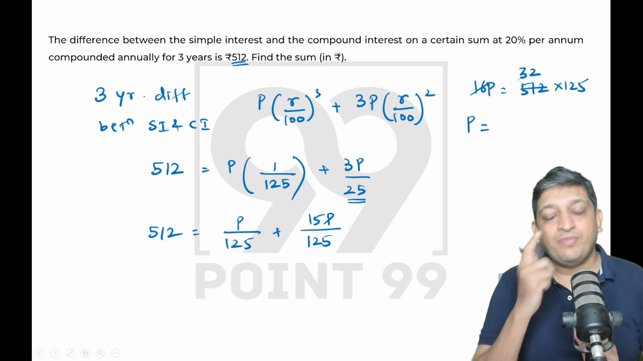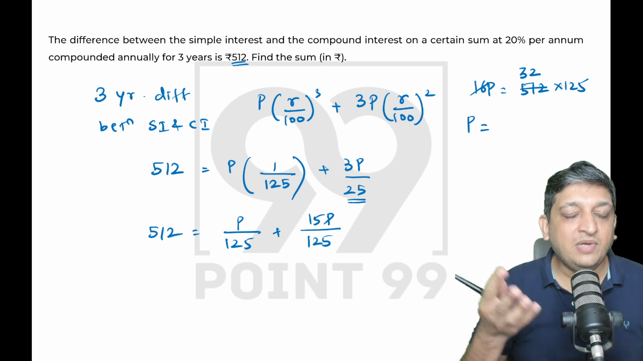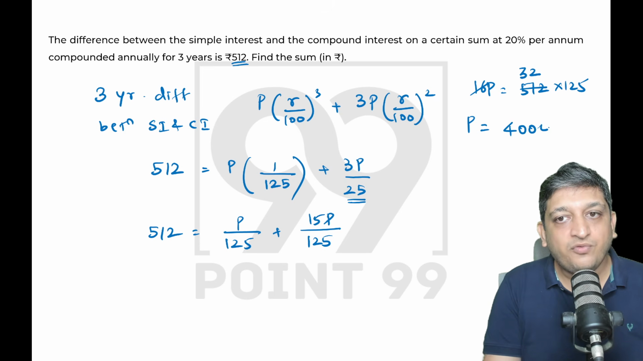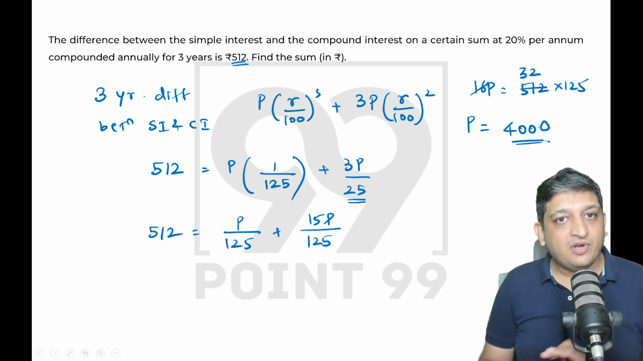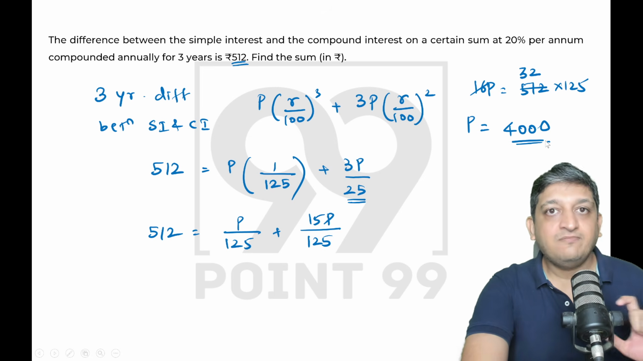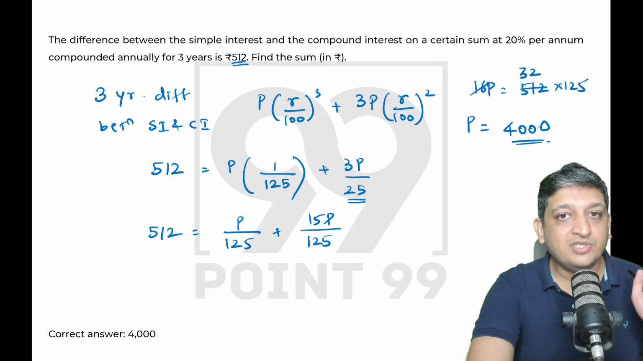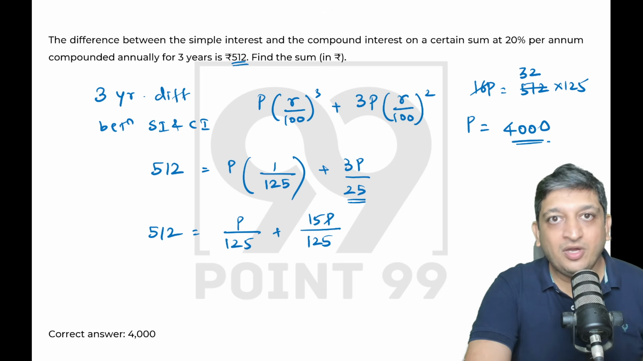125 into 32. Now if you know that 125 into 8 is 1000, then 125 into 32 will be easily 4000. And that is basically what we are looking at. The sum that could have been invested on SI or CI is going to be equal to 4000 for this particular question. I hope you are following along.